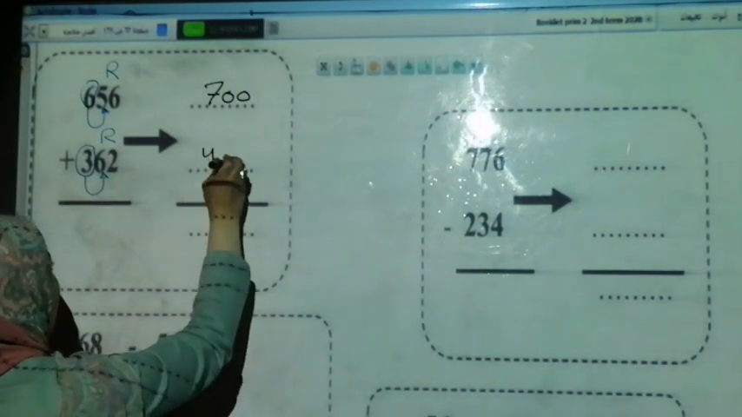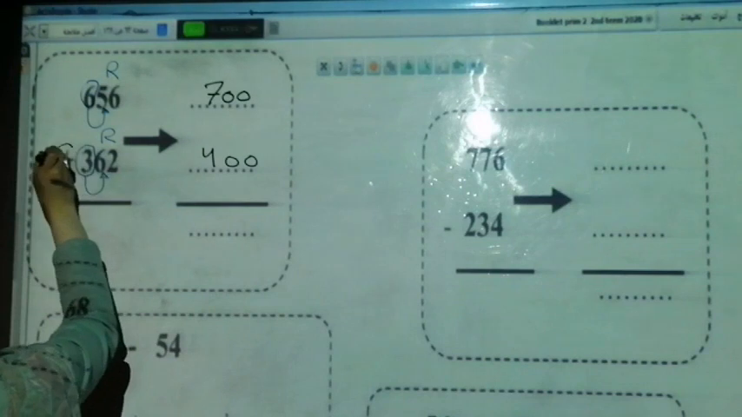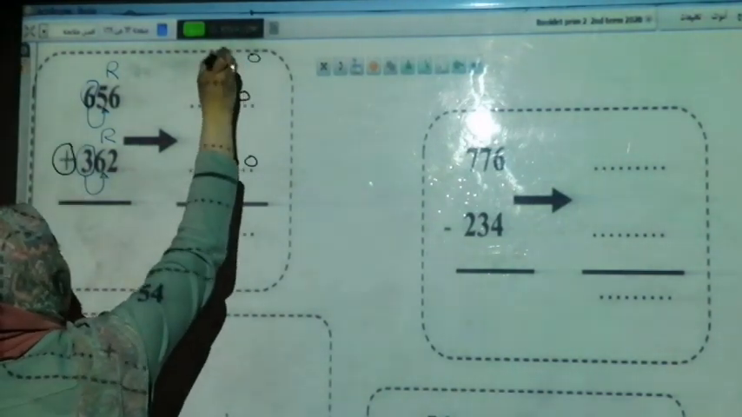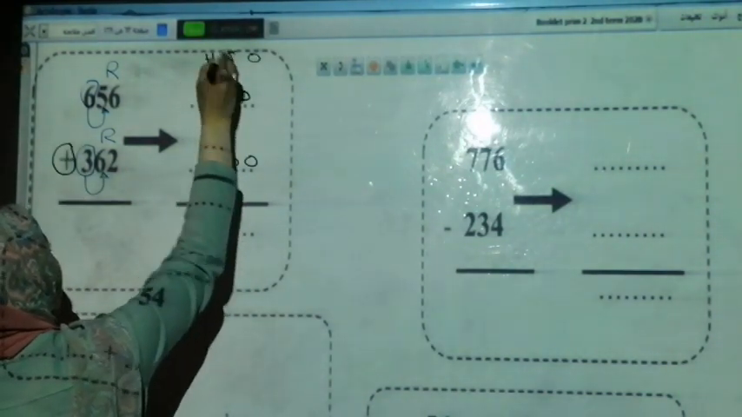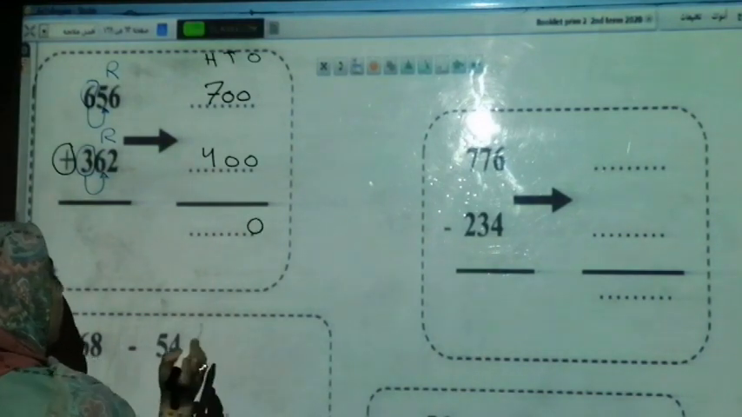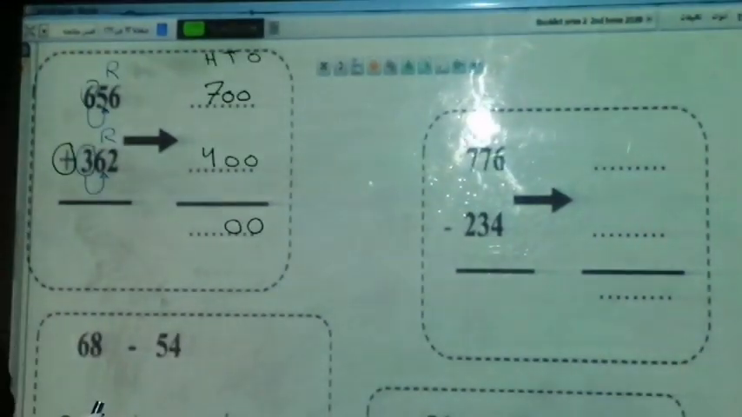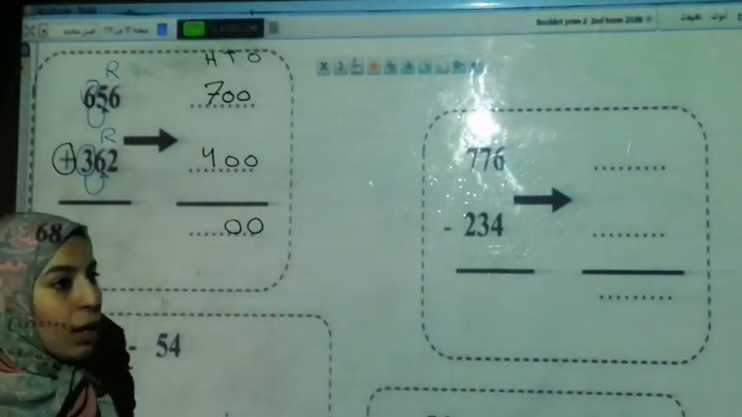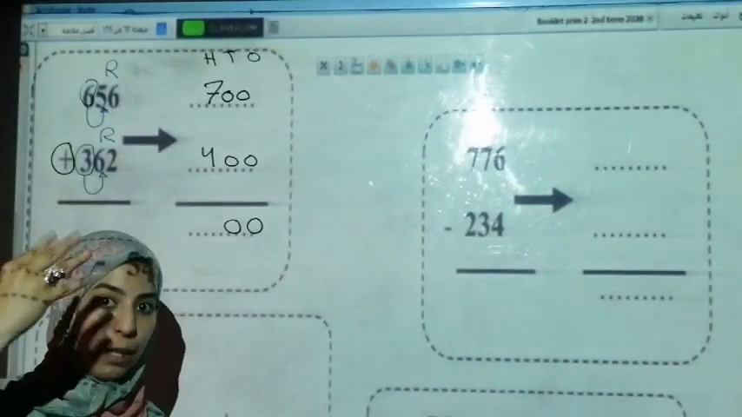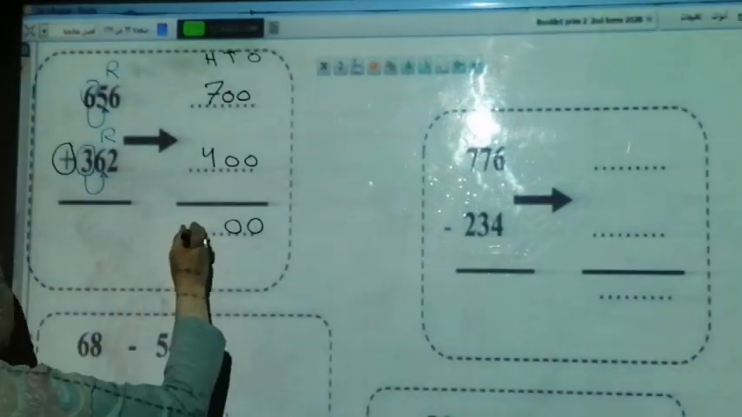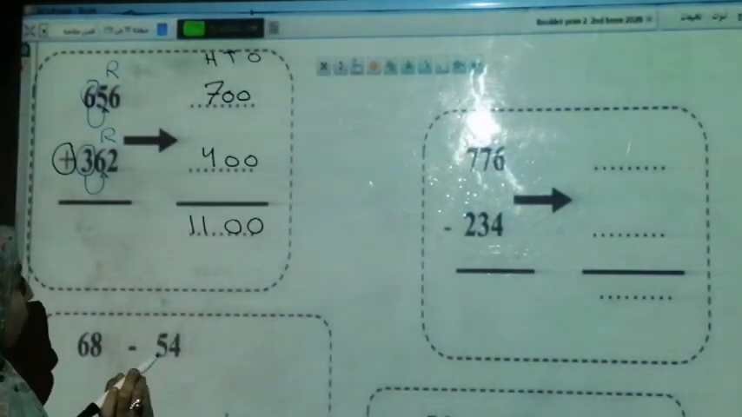And now I will do my addition operation. Ones, tens, hundreds. 0 plus 0 equals 0. 0 plus 0 equals 0. 7 plus 4, after 7, 8, 9, 10, 11. So write 11 because it is the last digit.